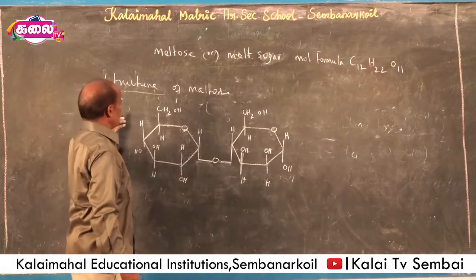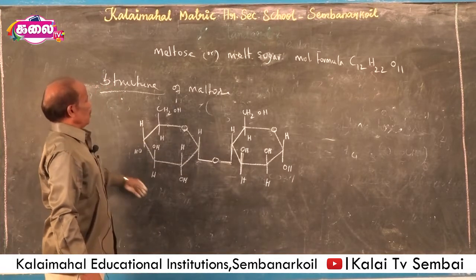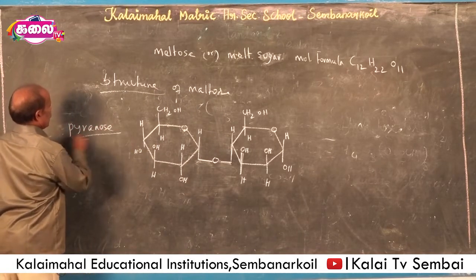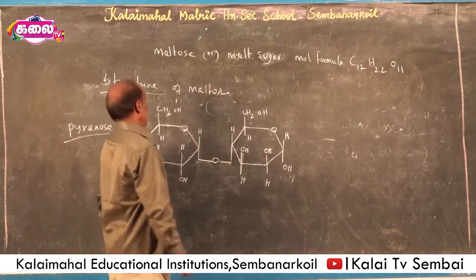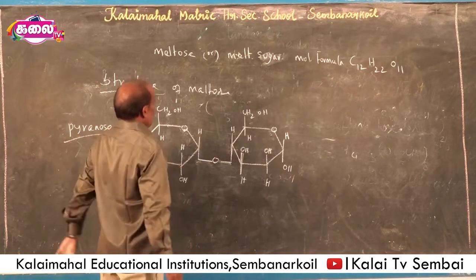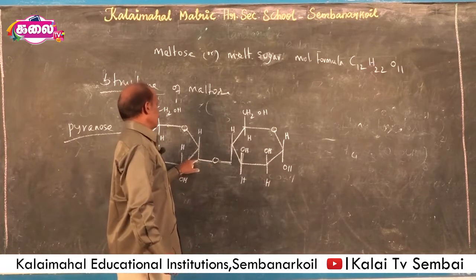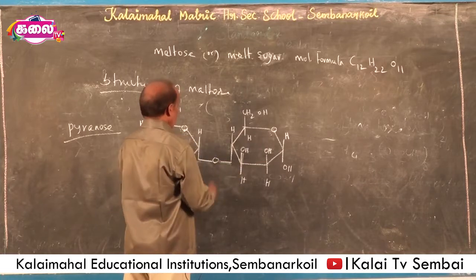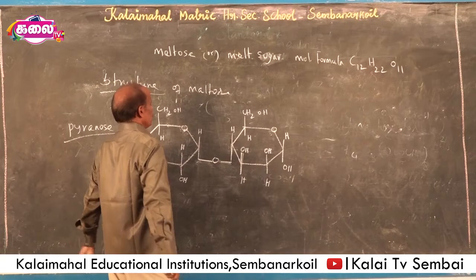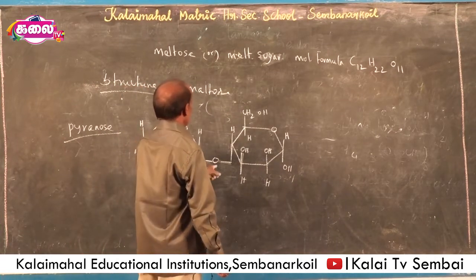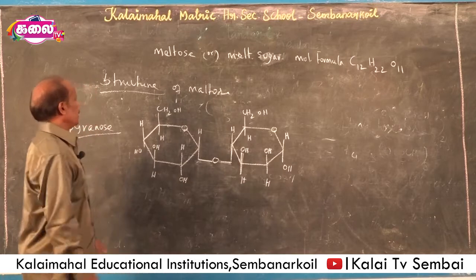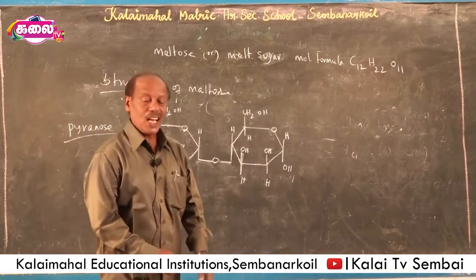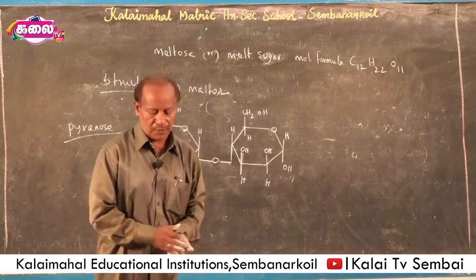This is the structure of maltose. This is the pyranose ring structure of glucose. These two units are linked by means of the two hydroxyl groups present here, where a water molecule is lost, and these two pyranose rings are linked through an oxygen atom. This is the structure of maltose. Let us come to the structure elucidation, or determination of structure, of maltose.